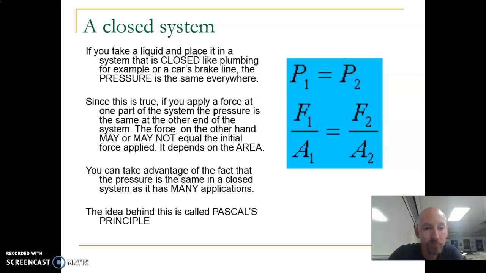Okay. Closed systems, plumbing systems, things like this are very important in our lives. And so this is a relationship that you can take advantage of, that the pressure in one area of a system has got to be equal to the pressure in the other area of that system. Now, the forces and the sizes of the pipes and things like this aren't the same in all those areas, just the pressures are the same. And this is called Pascal's principle.